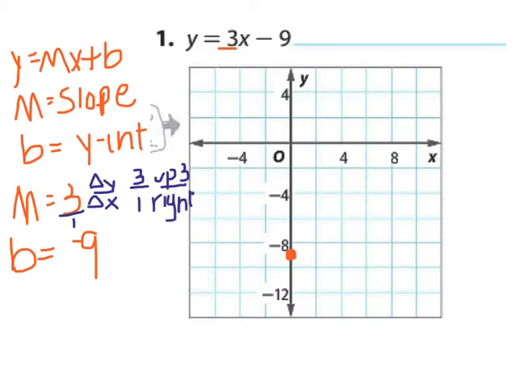So I'm going to go up 1, 2, 3, over 1. I didn't go up 3 whole things because remember it's counting by 2. And then I can go up 3 again, so 1, 2, 3, over 1. And see how that makes a straight line, and that's graphing my line.